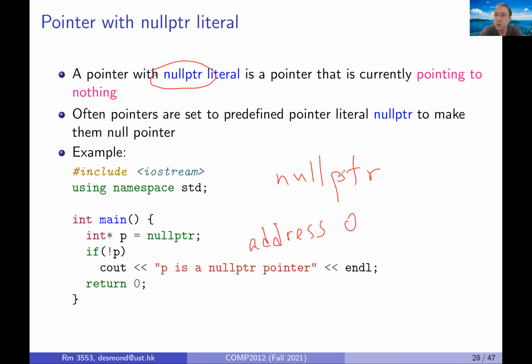So what, Desmond? So what? The interesting thing is we make use of this address 0 to represent that we are pointing at nothing. Why? Because if we point at something non-zero, that could possibly be part of your program. But if you point at the box with address 0, definitely you are not pointing at something meaningful, because no one can use it.